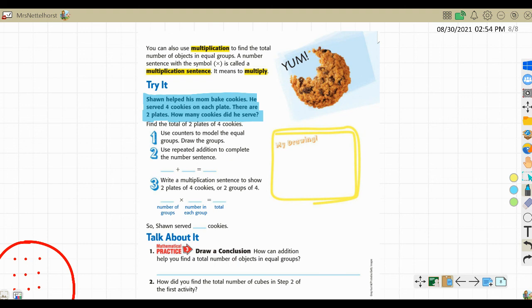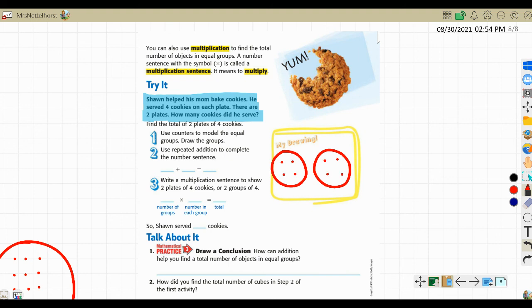So we're going to go ahead and draw that here in the box that says my drawing. So I'm going to draw 2 plates. And then I'm going to put 4 cookies on each plate. 1, 2, 3, 4. 1, 2, 3, 4.